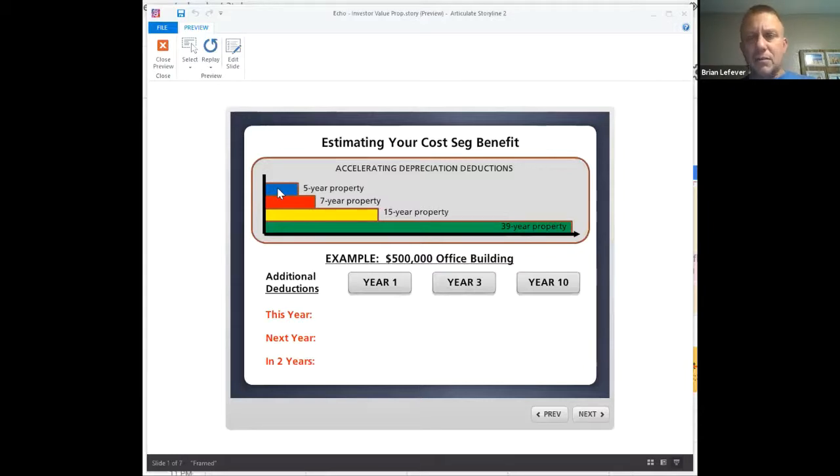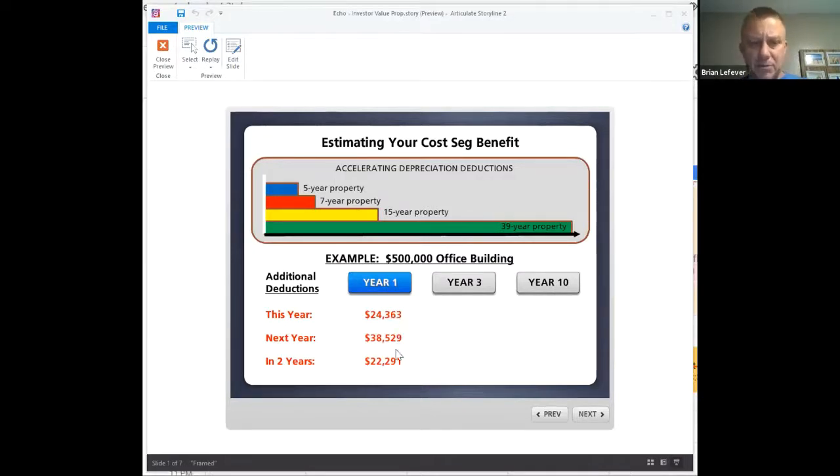And the biggest buckets that we see in cost seg are going to be 5-year assets, 7-year assets, and 15-year assets. So this $500,000 office building, and again, this is just an example, every property is different and the numbers are all different. If you did it in the year that you bought it, the additional depreciation that you can realize by doing cost seg the first year is an additional $24,000. That's $24,000 in additional expenses. And again, not real money, it's paper loss, reduces your taxable income so you pay less tax.